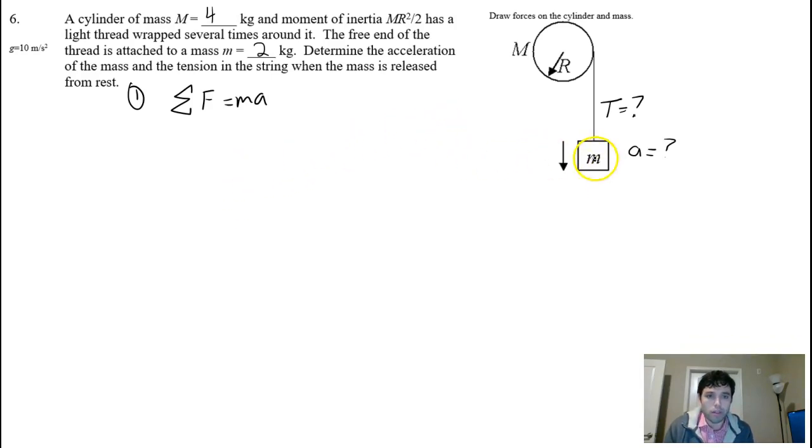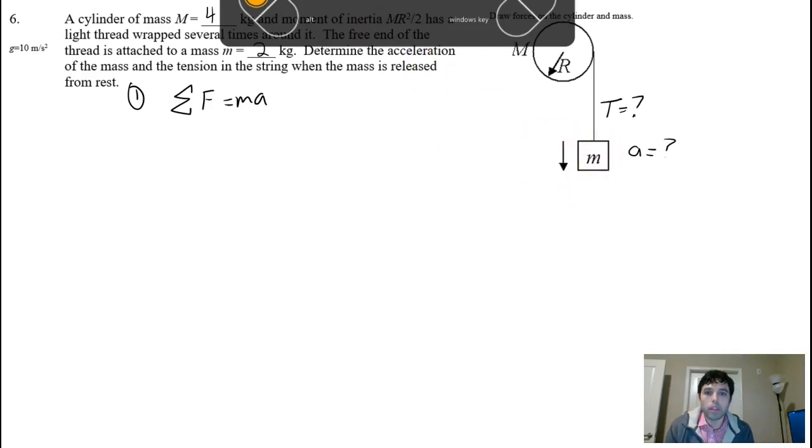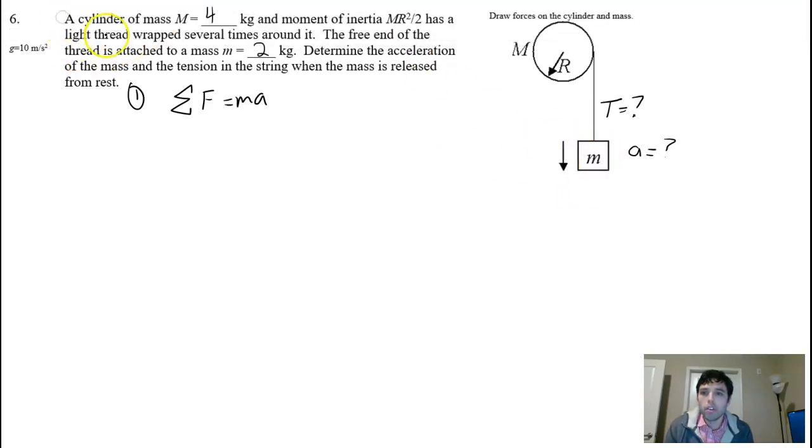We have its weight going straight down, mg, and this tension force going up, which we don't know yet. So let's call up positive. The forces are the tension force up minus mg, because the weight is down, so minus. And then that's it. And that's going to equal negative ma.